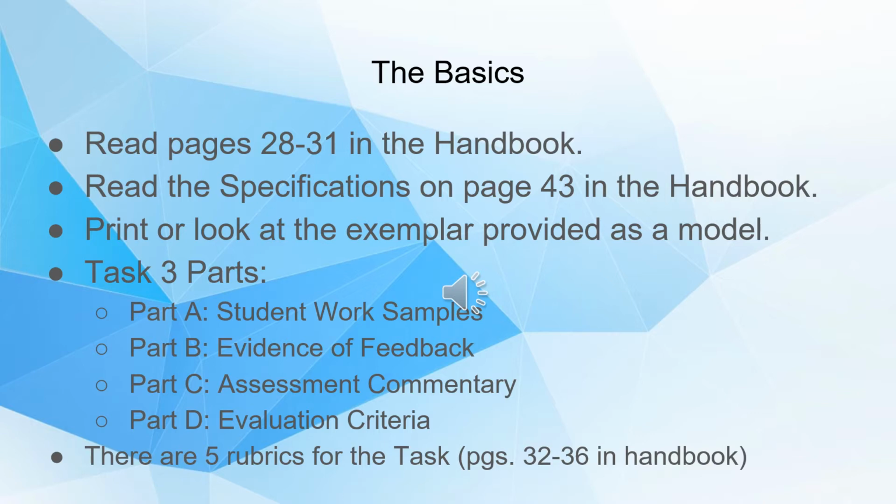Part C is going to be your assessment commentary. This is where you're actually going to write your explanation for all of your assessment. And then Part D is going to be your evaluation criteria. So this is the checklist or rubric that you used for your assessment. And there are 5 rubrics for this task. So you want to make sure you check your handbook and look for a level 3 there to make sure that you're at least passing. If you can aim for a level 4, that's even better.